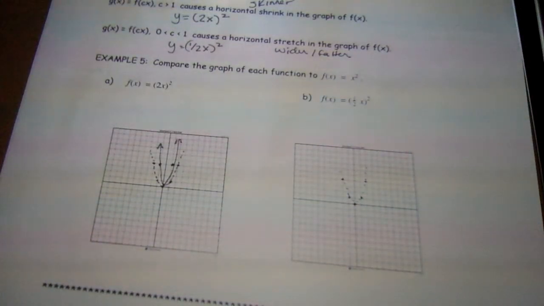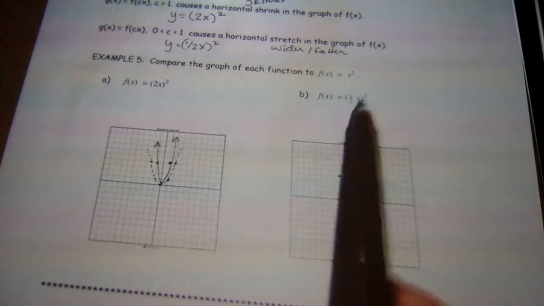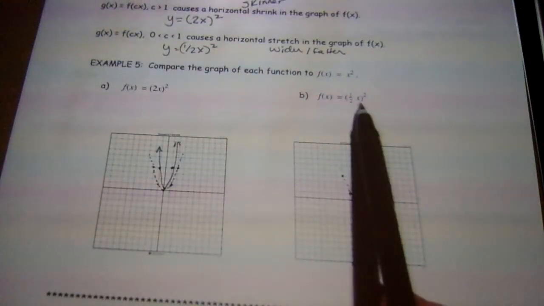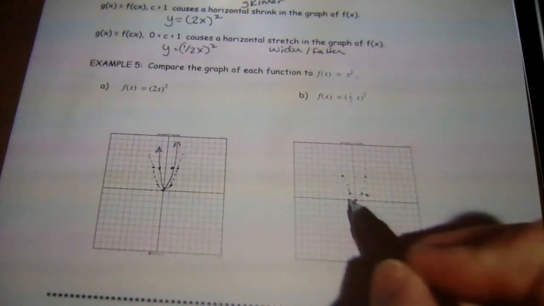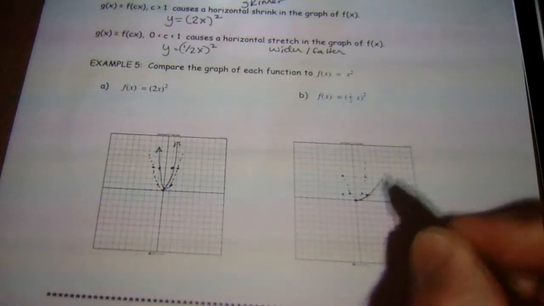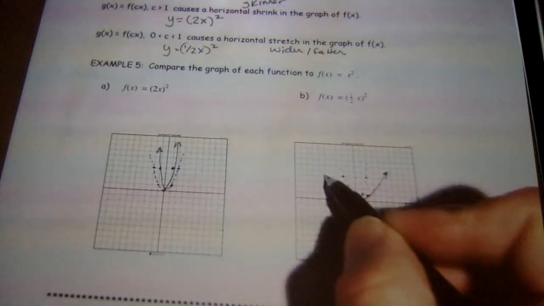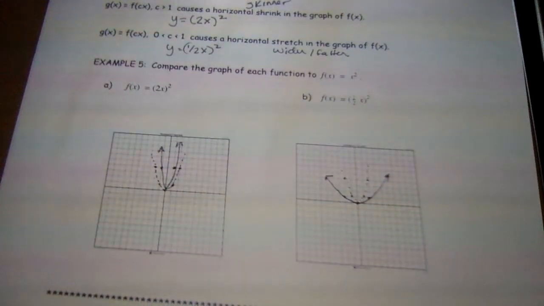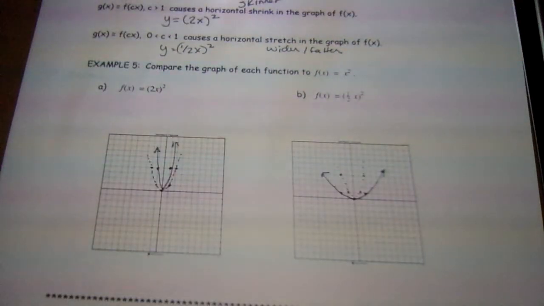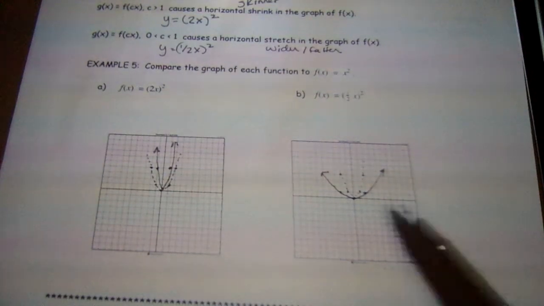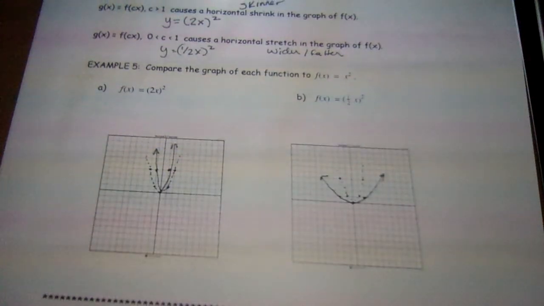Oh, let's see, what number do I want to plug in here? Let's plug in 2. So what's 1/2 times 2? 1. 1 squared is 1, so I go over 2, up 1. And you can see I'm getting wider. So what am I looking for when you graph these? When we're looking at the shape of it, put the parent function there in dotted lines. And I'm looking for you just to show me that you know that it's wider or skinnier. Questions?